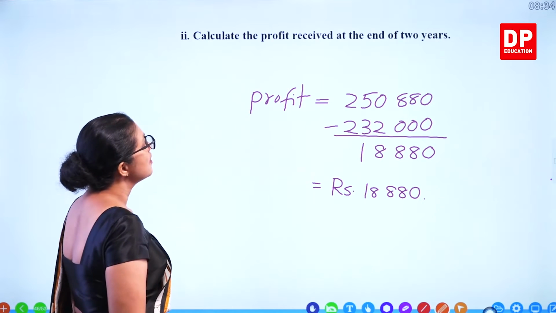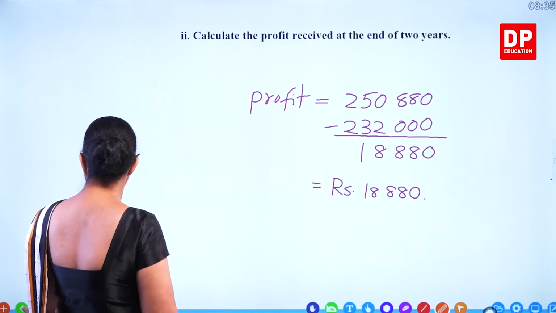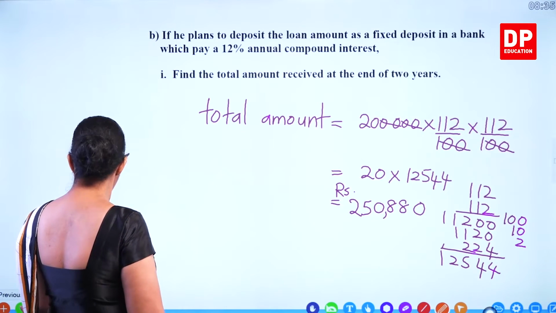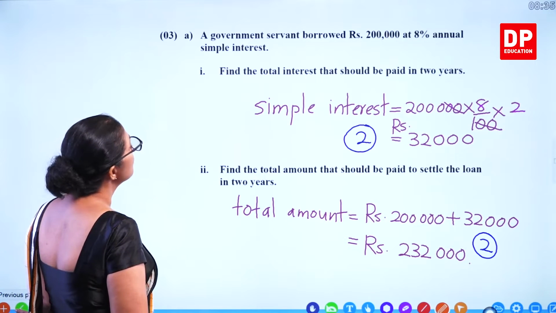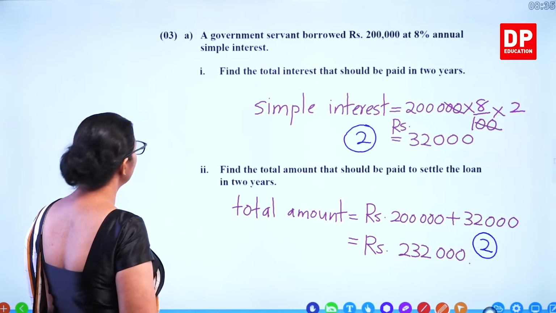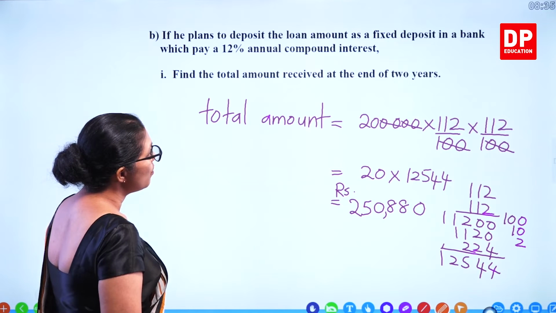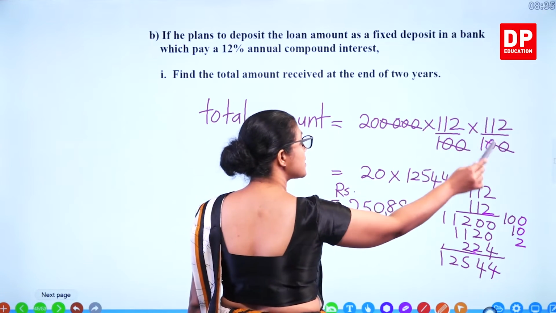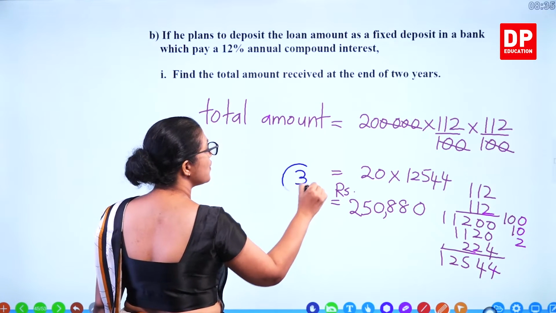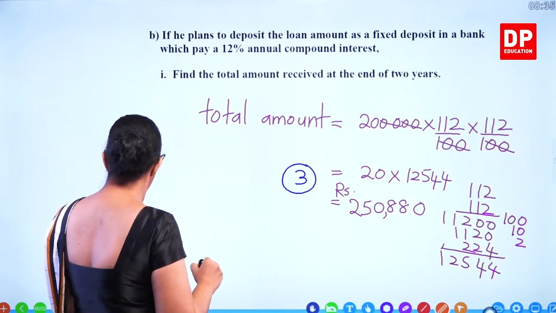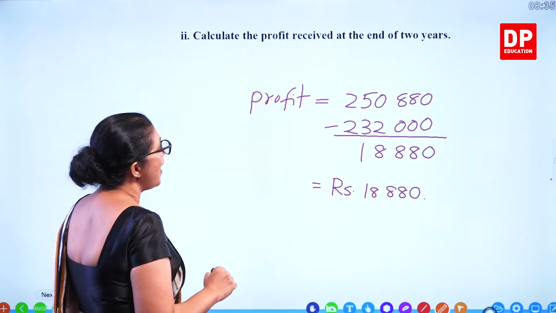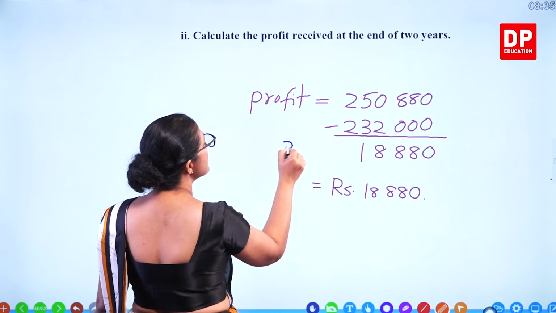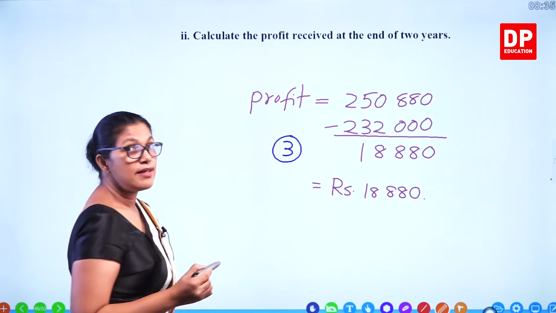Now we need to give marks. Just see how many marks we gave for the first 2 parts. 2 and 2, 4. And you can get 3 marks for this because you have to multiply twice. So 3 marks for this. So 7, and 3 marks for this. You get 10 altogether.